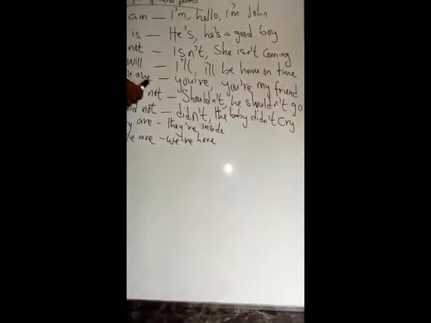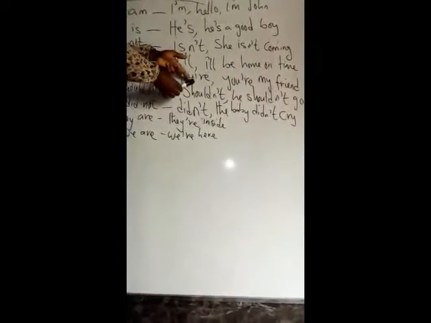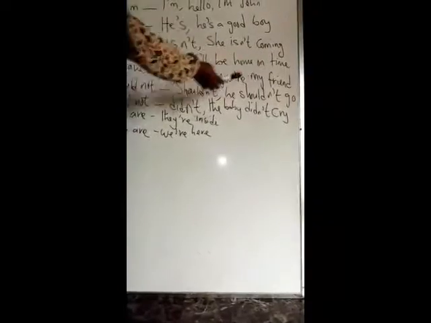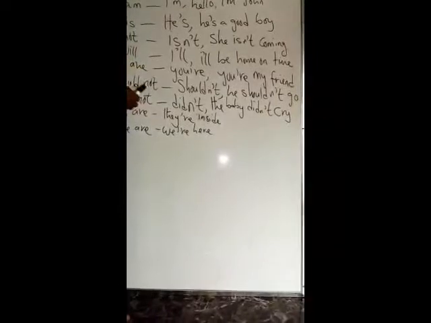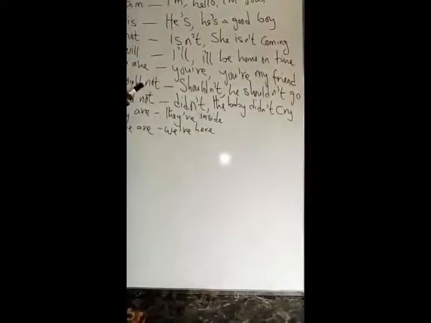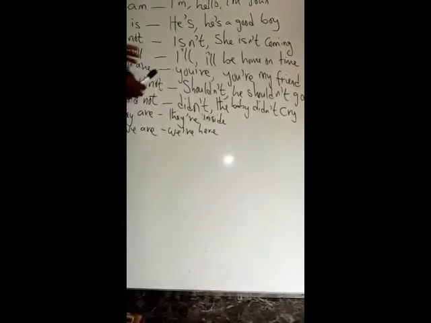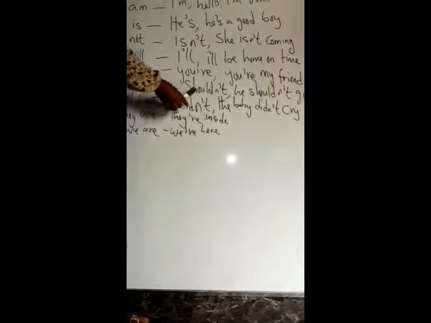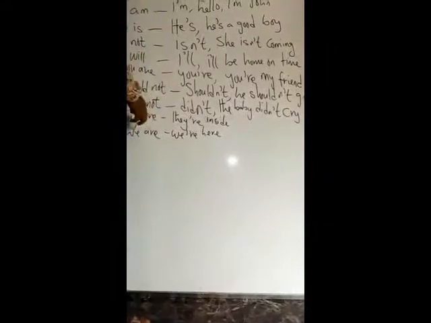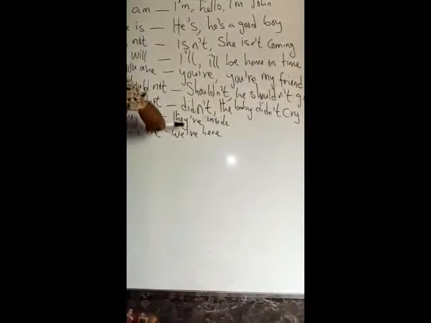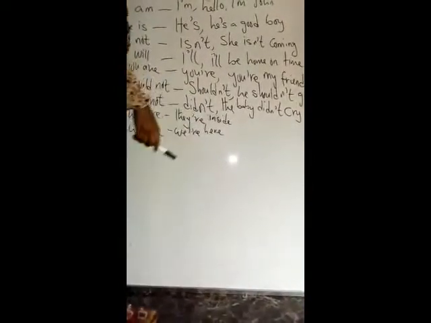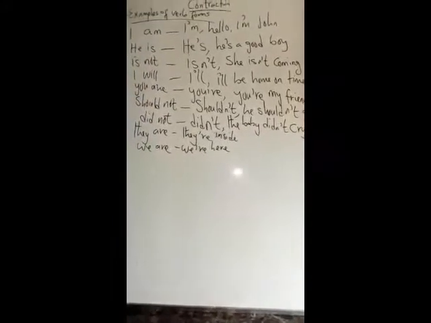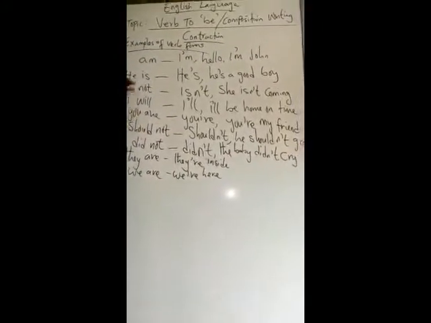You are. From you are we get you're. You're my best friend. You're my doll. Should not, shouldn't. From should not to shouldn't. So think of some examples that you can contract. Think of some verb forms that you can now shorten. Should not to shouldn't. He shouldn't go. Did not, didn't. The baby didn't cry. They are, they're inside. They're here. They're around. We're here.